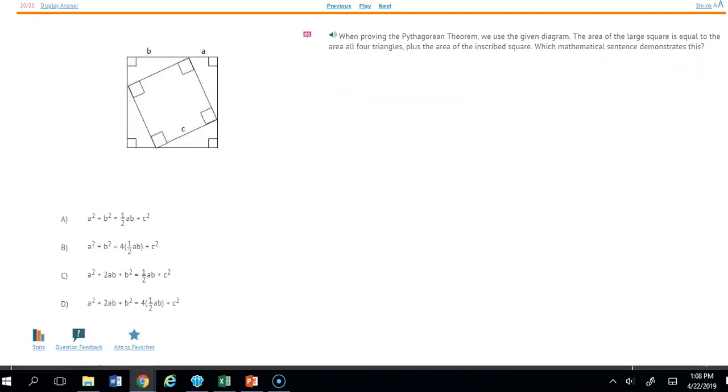So the next problem says when proving Pythagorean theorem, we use the given diagram. The area of the large square is equal to the area of all four triangles plus the area of the inscribed square. Which mathematical sentence demonstrates this? So first thing we want to do is find the area of the square. And we know that a square is just the side squared. So a side is a plus b here. So we're going to do (a + b) squared.